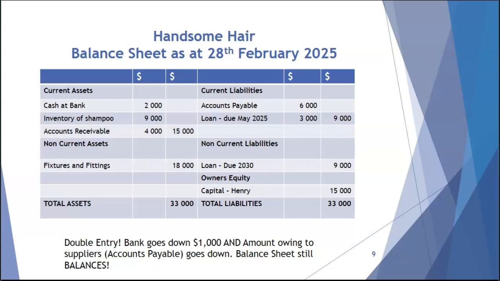The accounts payable has gone down to $6,000, and we've got total assets after the transaction of $33,000 and total equities of $33,000. So the balance sheet still balances as a result of double entry, two accounts being affected by the one transaction.